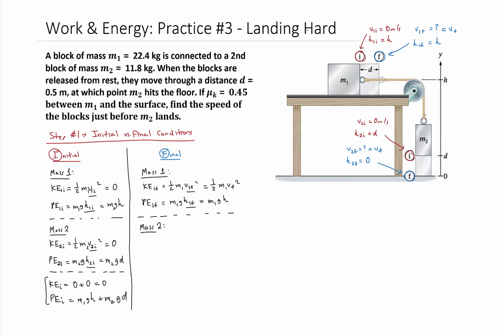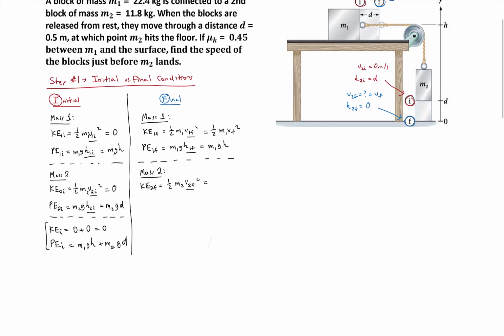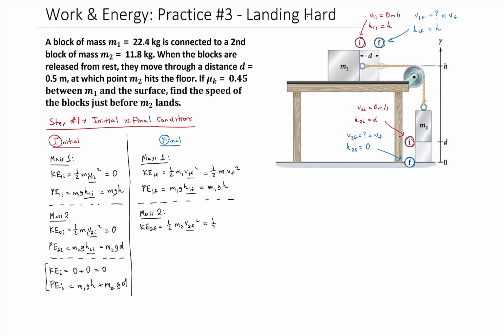We then look at mass 2. We have KE2f is 1/2 m2 v2f squared. But we know that the final speed is just vf, so we have 1/2 m2 vf squared. The gravitational potential energy is going to be m2g h2f. We know that h2f is equal to 0, so this is just 0.